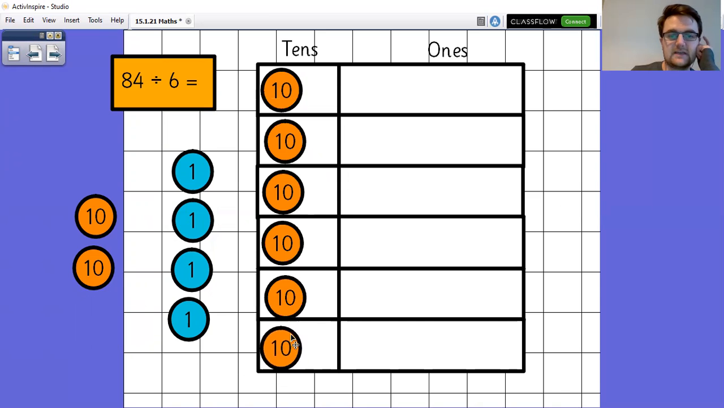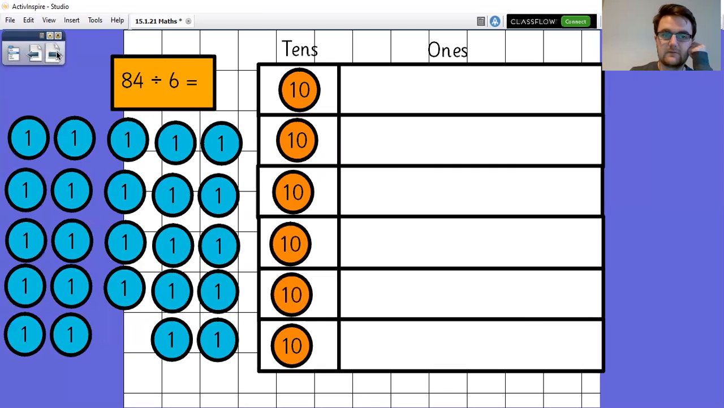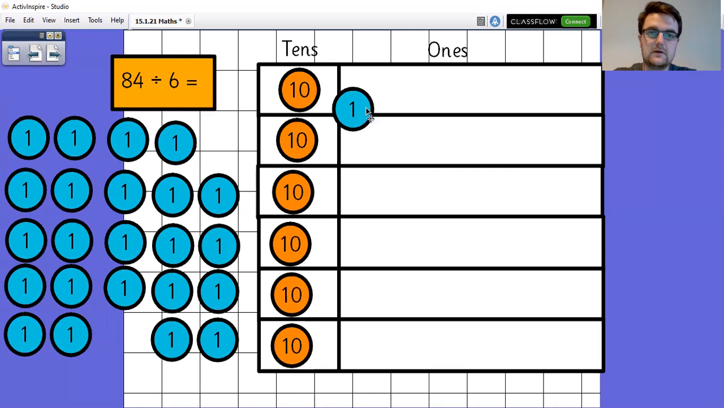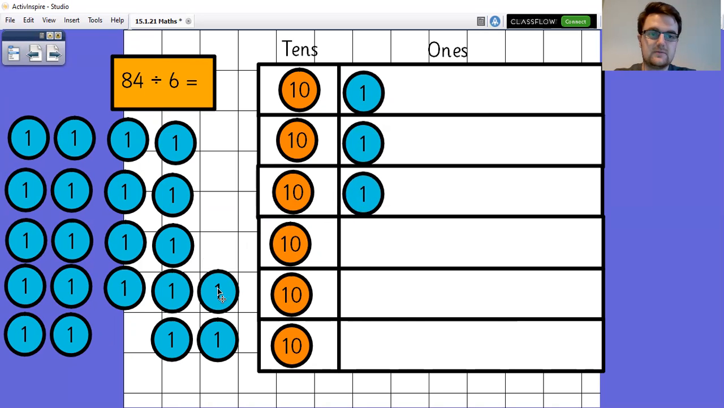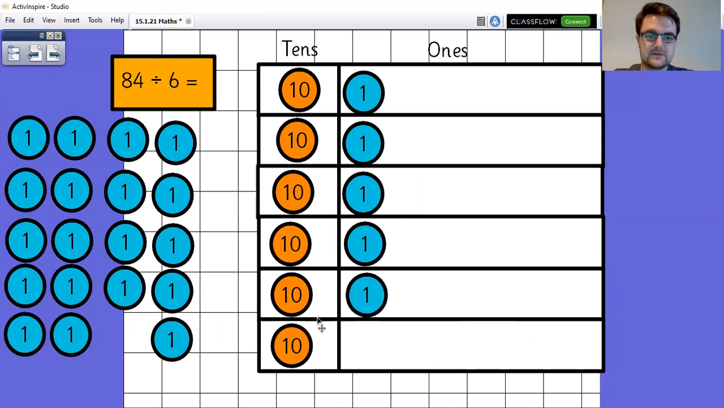6. Now I've got 2 10s left, and I can see straight away that they're not going to be able to be shared equally between 6 rows. So I'm going to exchange them for 10 ones. So I will add these in. My sincere apologies for how slow this particular one feels, but it's a good way of seeing the process if the mouse decides to work for me.